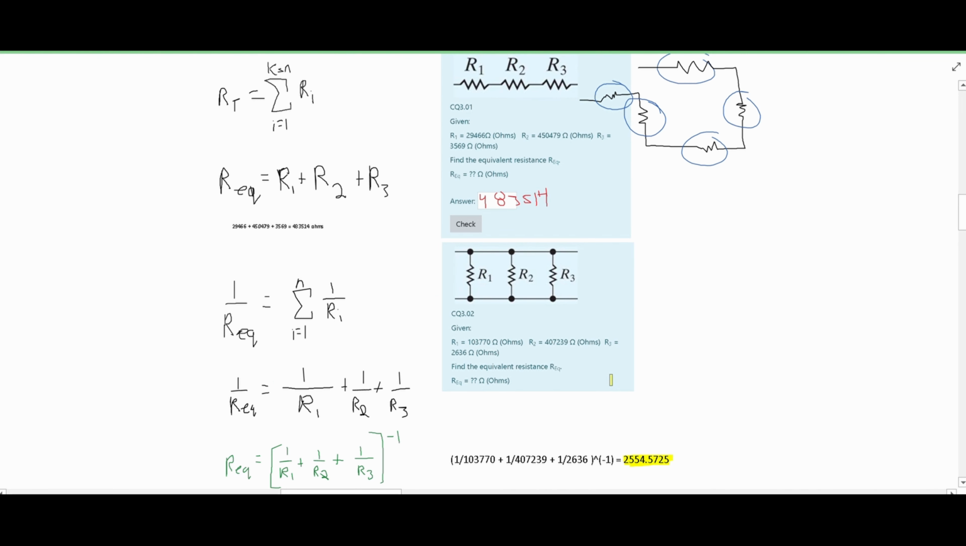So that's the difference between series and parallel resistors when we are adding resistance.